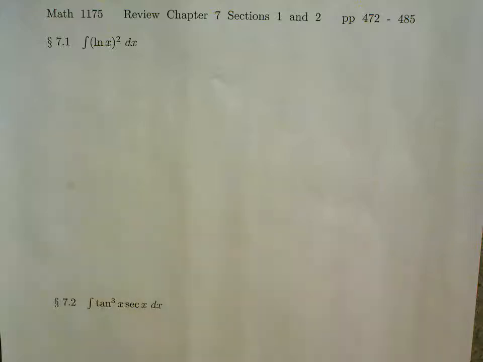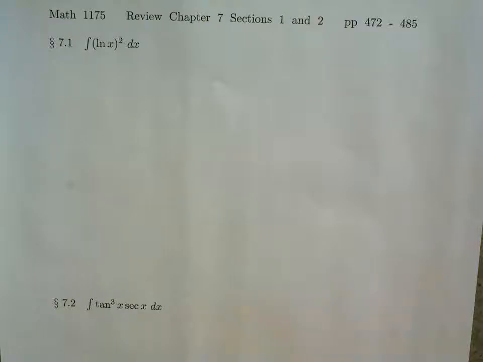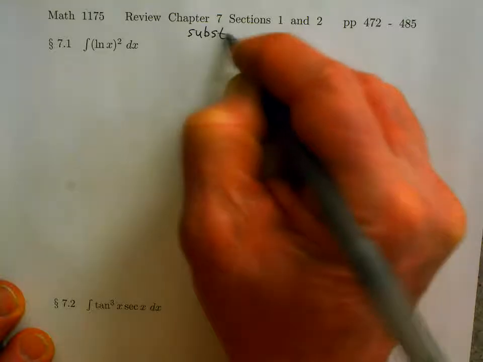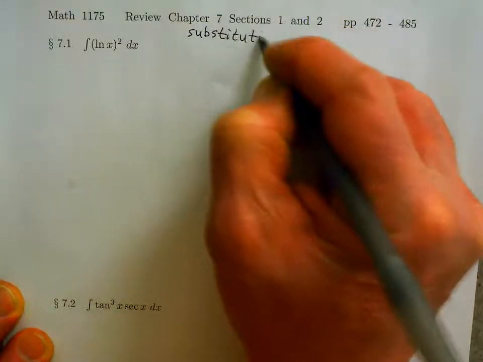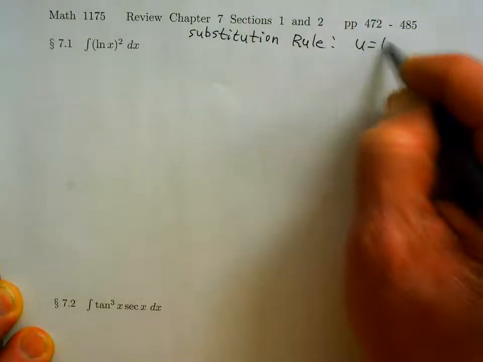This is a problem from section 7.1, the indefinite integral of the quantity natural log of x, squared. So how would you start? Substitution. Okay, what would you pick for the u substitution? I think u is ln of x. Okay, let's take a look. We're thinking of this using the substitution rule. If you pick u to be the natural log of x, then what's du?